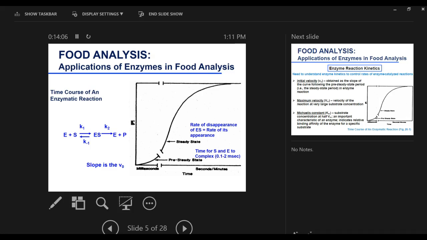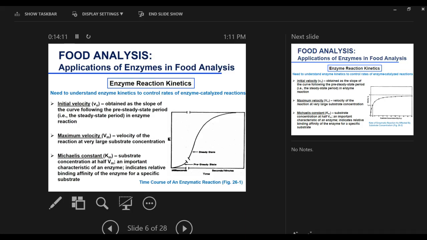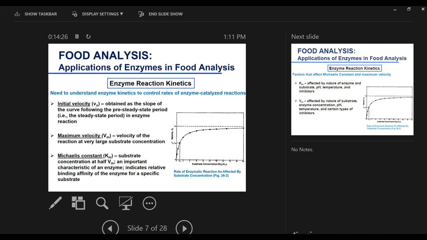Okay. So that's the initial velocity. Like I said, it's the slope following the pre-steady state. In this case, where we have linear relationship between product and time. Okay, so what's maximum velocity? I'm just trying to remind you of the different terms because you would need to understand the different terms. So maximum velocity is when you saturate your enzyme with the substrate.